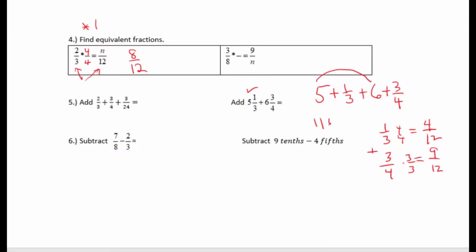So this is 11 plus 4/12 plus 9/12. So that's 11, and you don't add the units, 13/12. But this is more than 1, so I can regroup. 1 is 12/12. So I can make this 12 and 1/12.